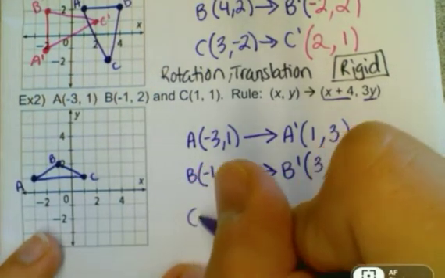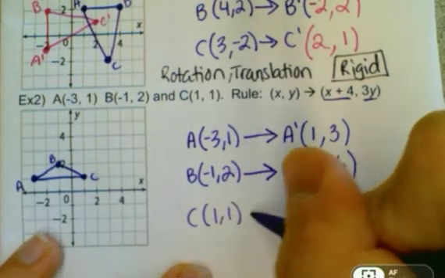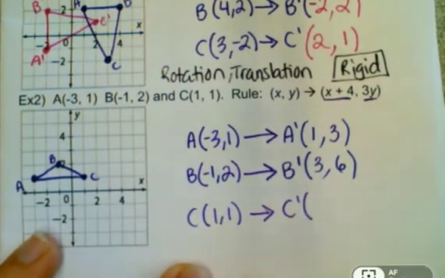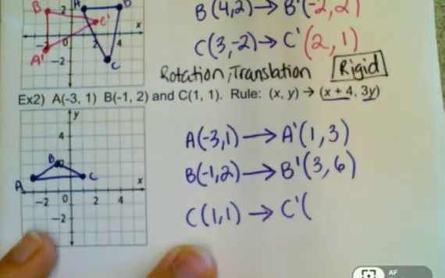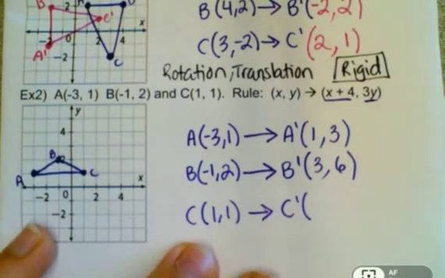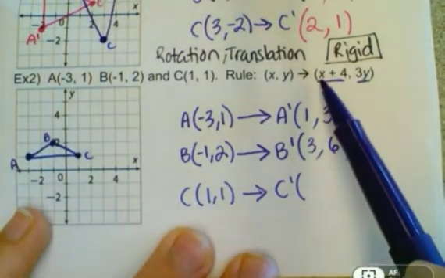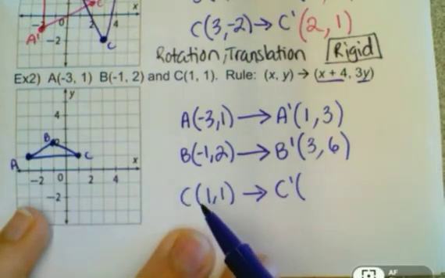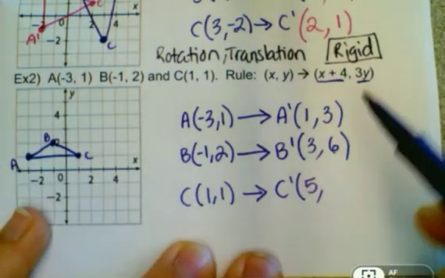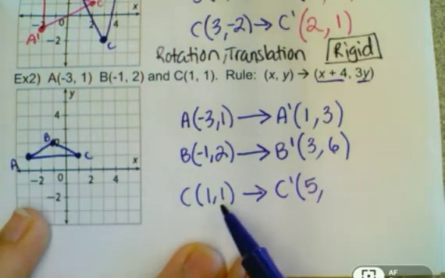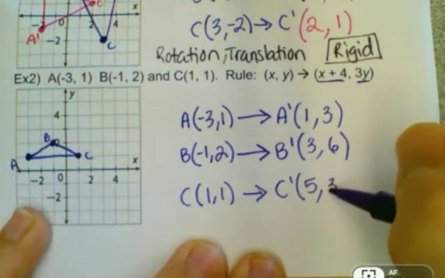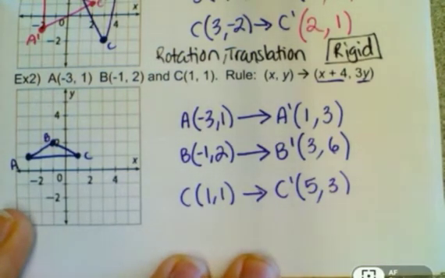Let's try C. That will become C prime. Go ahead and do it and then check back in. If that's not enough time, pause it. I'm going to take my old x and add 4. So my old x is 1. 1 plus 4 is 5. I'm going to take my old y and multiply by 3. 1 times 3 is 3. So there are my new points, and now I just need to graph them.